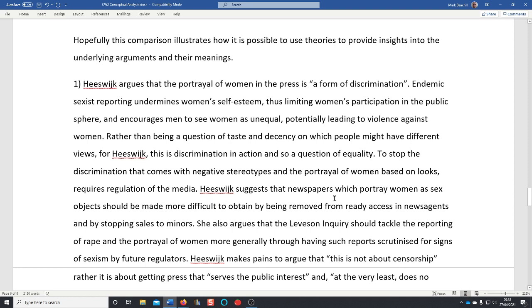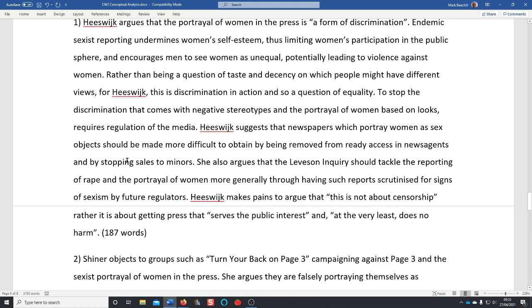Heeswijk suggests that newspapers which portray women as sex objects should be made more difficult to obtain. And how should this happen? By removing them from ready access in newsagents and by stopping sales to minors.